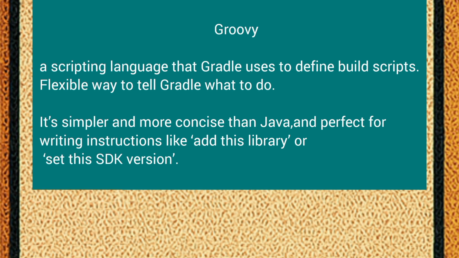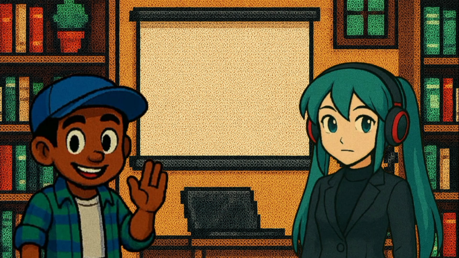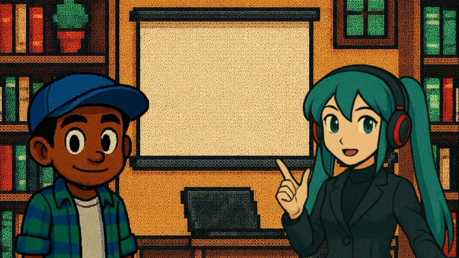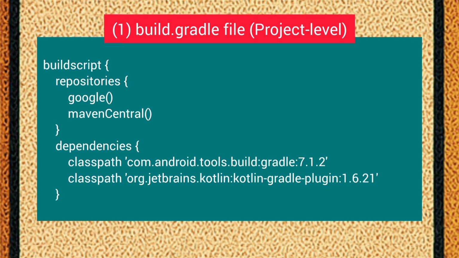So, do I need to learn Groovy to build Android apps? Not really. You just need to understand the structure of the build.gradle file. Most of the time, you'll be copy-pasting and tweaking a few lines, like adding dependencies or setting your app version. Alright, so here's what each part does inside the project-level build.gradle file. Think of this file like the factory setup guide. You're not building your app yet, you're just telling Gradle what tools it needs to even start building.